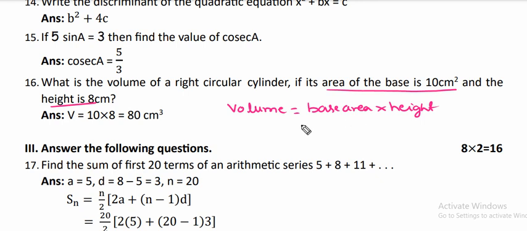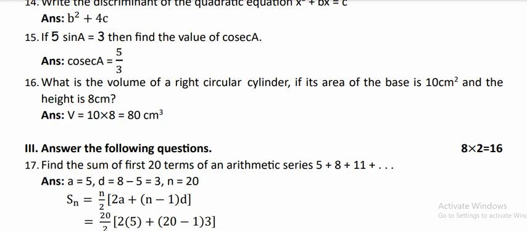If you apply this formula, the base area is 10 and the height is 8, that gives you 80 centimeter cube. So this is the volume of the solid. For any solid you apply this one, base area into height. That is the formula that holds good for any solid.